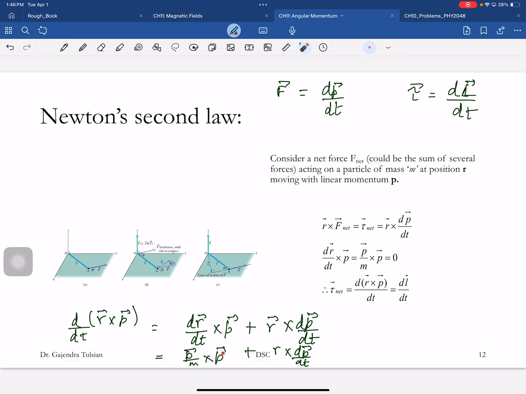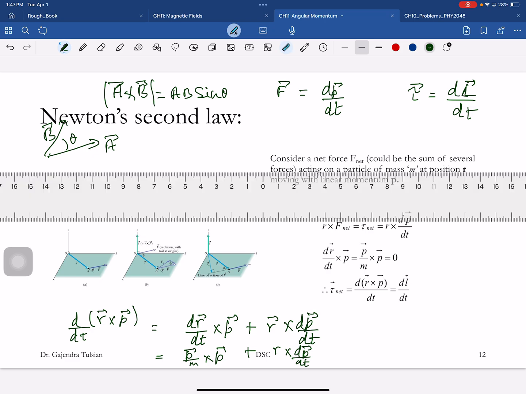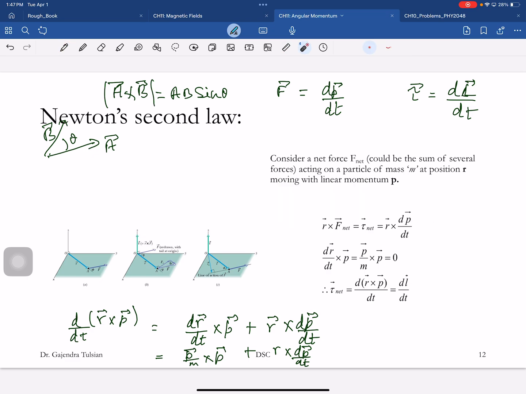Well, what is a vector crossed with itself? Anybody remember what A cross A is? 0. Very good. If you have a vector A and a vector B, the magnitude of A cross B is AB sine theta. If theta is 0, sine 0 is 0. So A cross A would be 0.